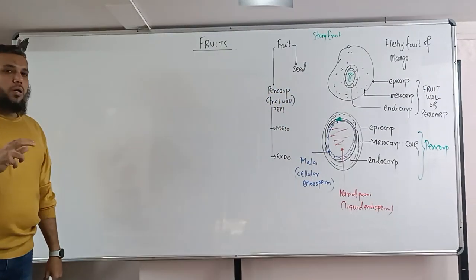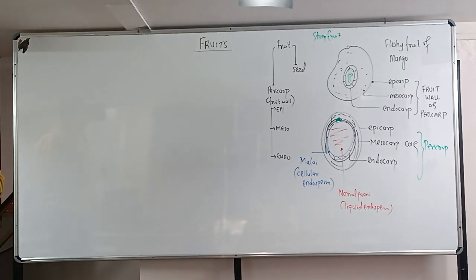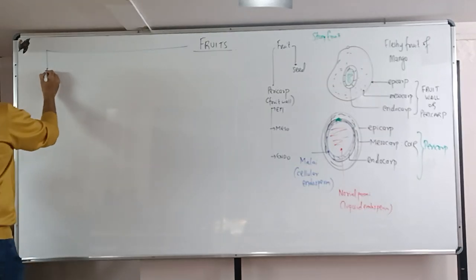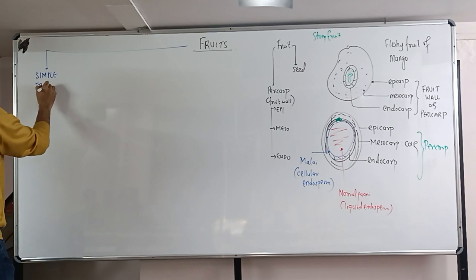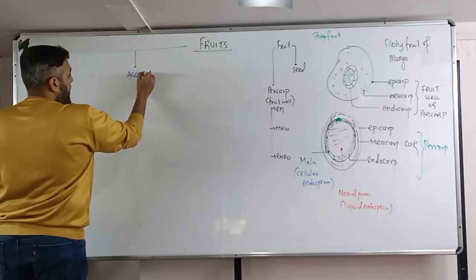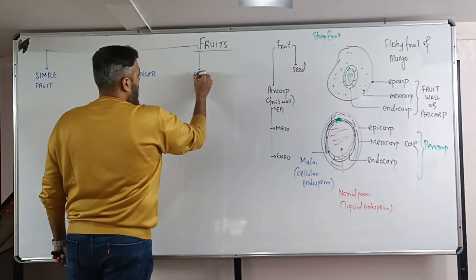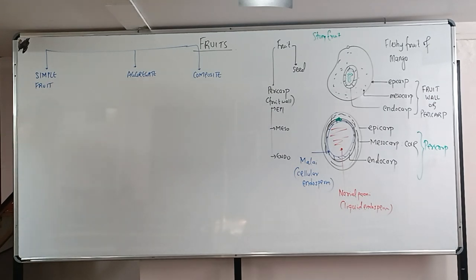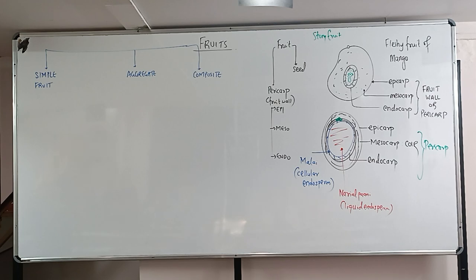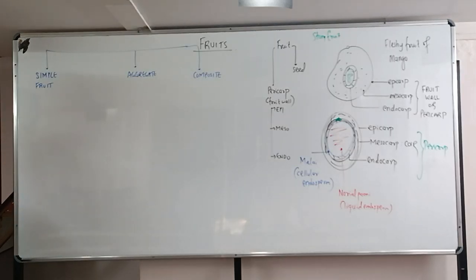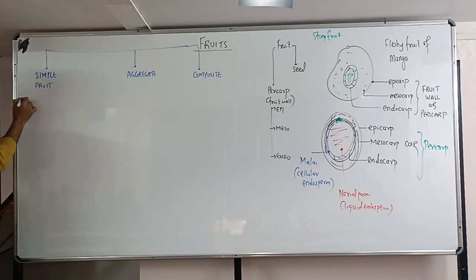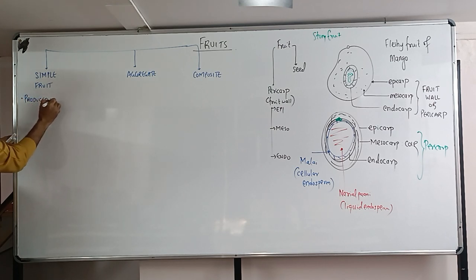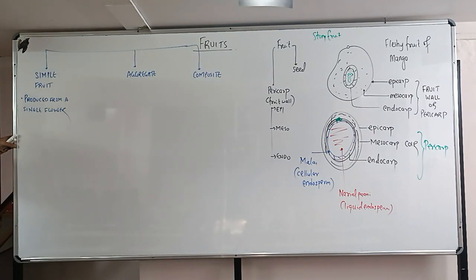Now, we classify the fruits into how many types? Three types. The fruit will be called a simple fruit, or which type? Aggregate fruit. And the third type was which fruit? Composite. So what are the three types of fruits? Simple fruits, aggregate fruit, and composite fruit. Right? Now, what is simple fruit in the chart? What had I written in the simple fruit? The first point was, it is produced from a single flower. Are you with me? What does this mean?